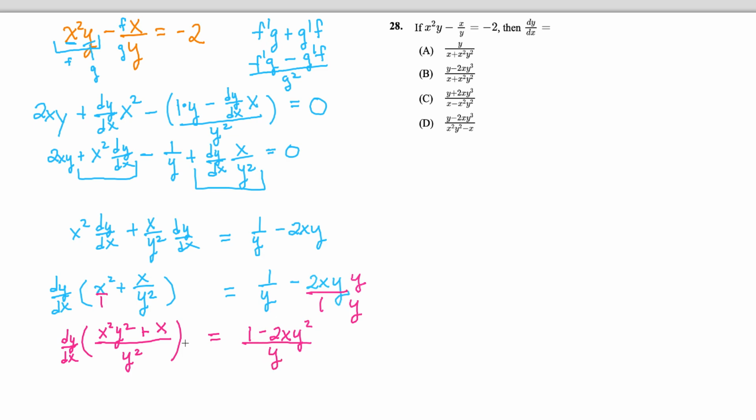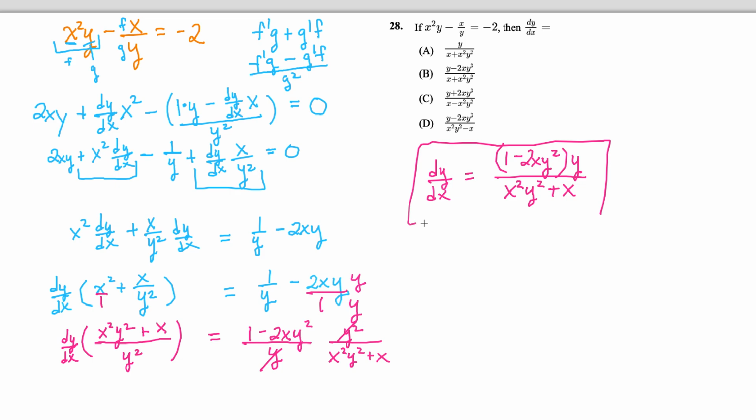And now when I divide, I want to keep change flip, so that way I get dy dx is equal to, when I keep change flip, I'm dividing this by this one, the y squared is going to come up here, and the x squared y squared plus x is going to go on the bottom. So this y is going to cancel with one of those, and I'm left with 1 minus 2xy squared times y over x squared y squared plus x.